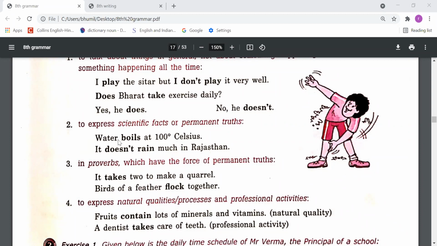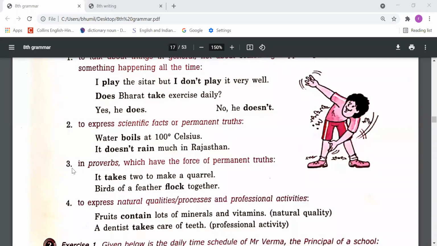You can see the singular form, we have used boils. Second, it does not rain much in Rajasthan. So we are telling a permanent truth, a fact. So in that case also, we should use simple present tense. So simple present tense has been used here. It does not rain much in Rajasthan.